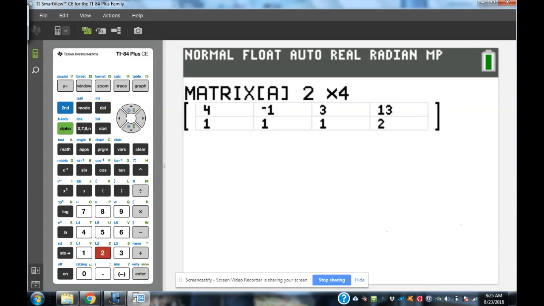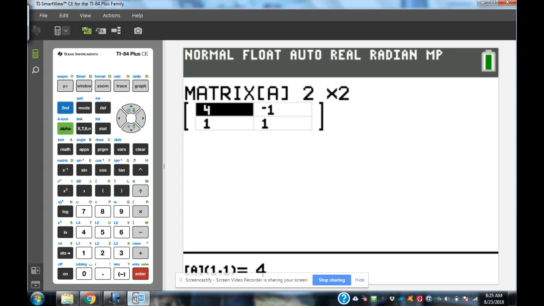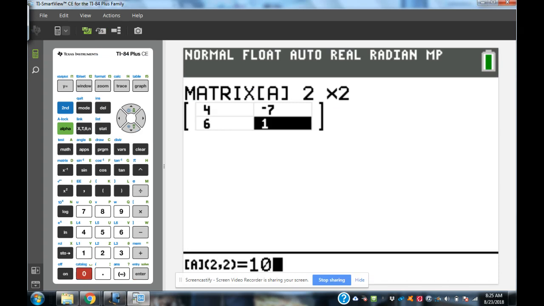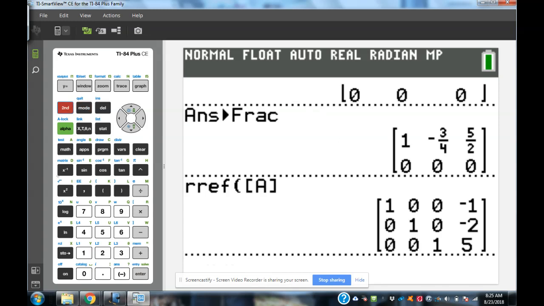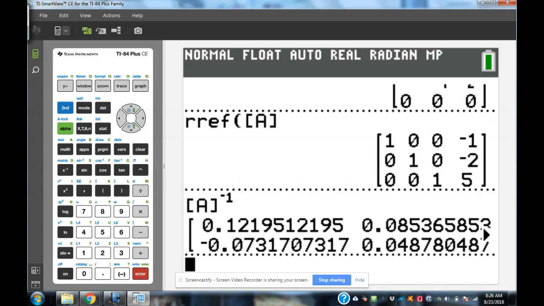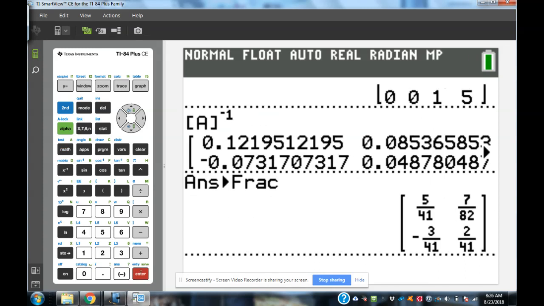This is a 2 by 2. The numbers are 4, -7, and then 6, 10. Then go grab the name of the matrix; I put mine in matrix A. There's an inverse button on your calculator, this one right here. It's x to the -1 power. Press Math, Enter to make it look a little better, and there we have the inverse matrix.